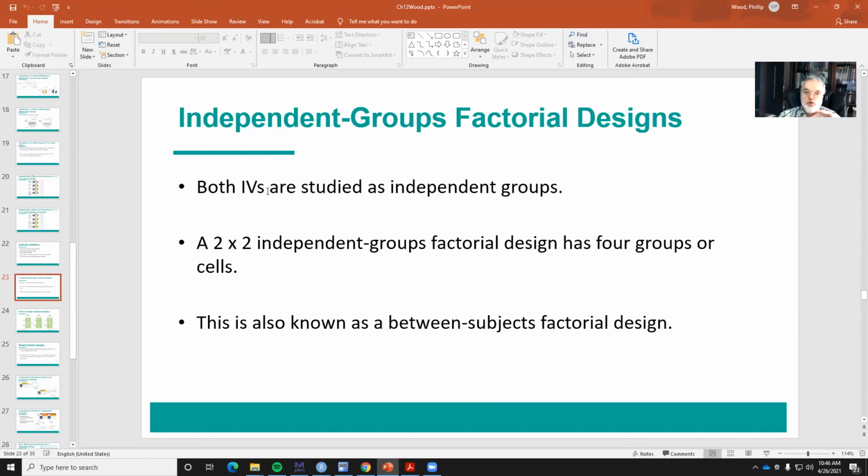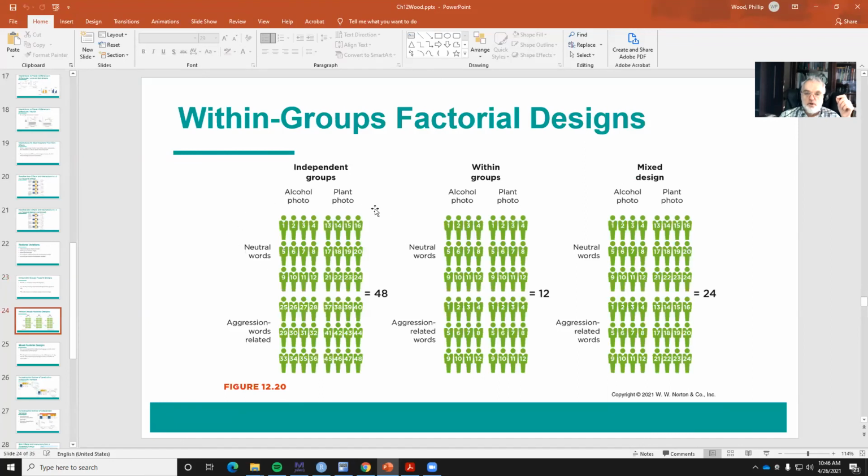And she then spells out what those things are in terms of what they actually look like. If I'm looking at 4 cells, I have a between subjects factorial design if I got different people in each of the boxes in my design. If I'm looking at within groups, I'm going to have the same people exposed. So if I'm thinking in this middle one about the Bartholomew study, maybe it's the same person exposed to neutral and aggression words and to the alcohol and plant photo conditions.